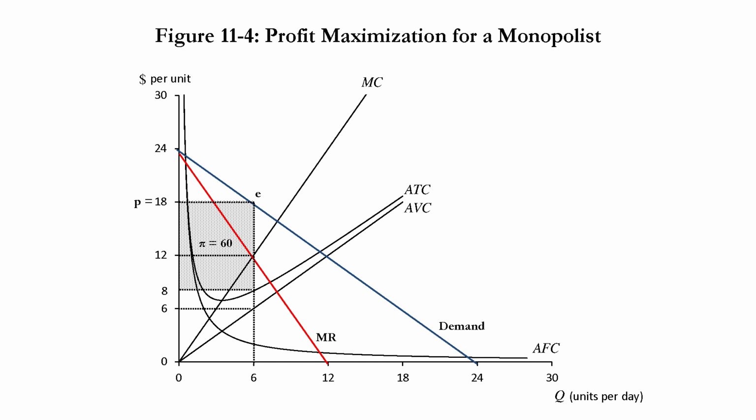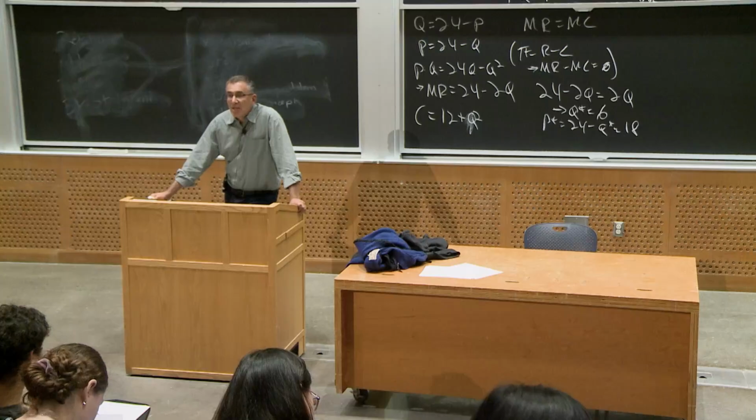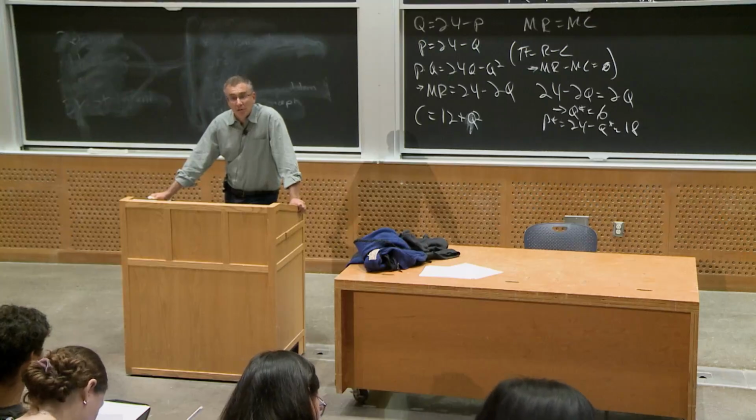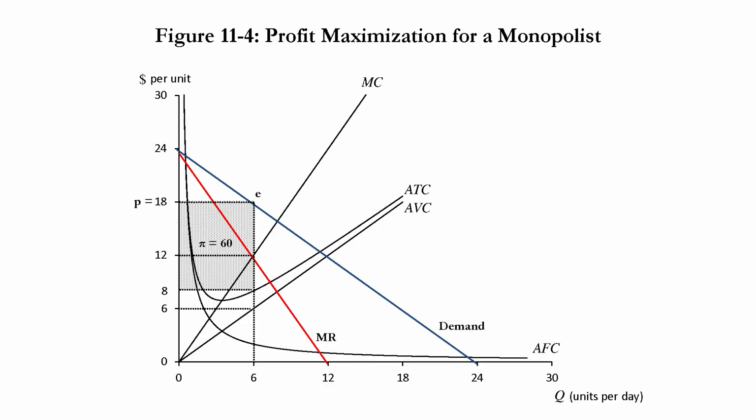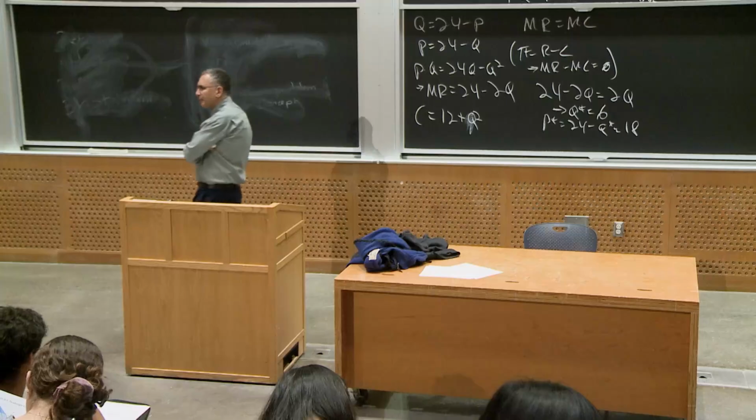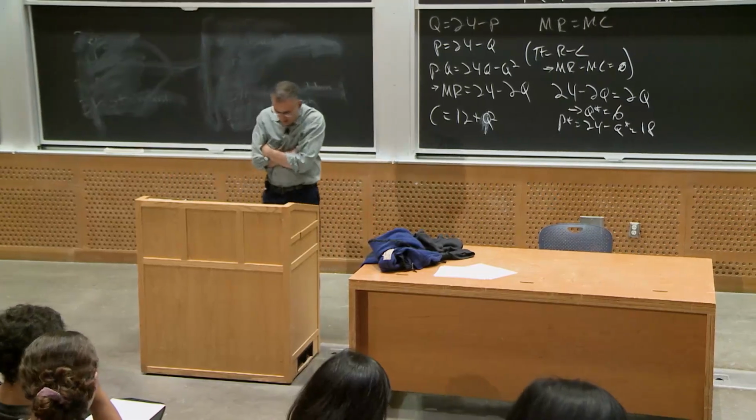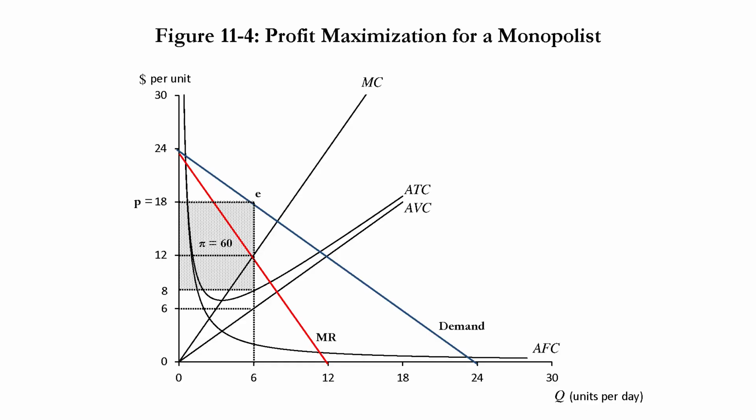And you can see at that point, what are their profits? Well, the profits are price minus average cost. At 6 units, average cost is 8. So they are making 10 per unit times 6 units, which is 60. And that's their profits. Now you might say, gee, consumers are willing to buy a lot more units. Think about the 7th unit. This is what's weird to me. If you look at the 7th unit, demand is above cost.